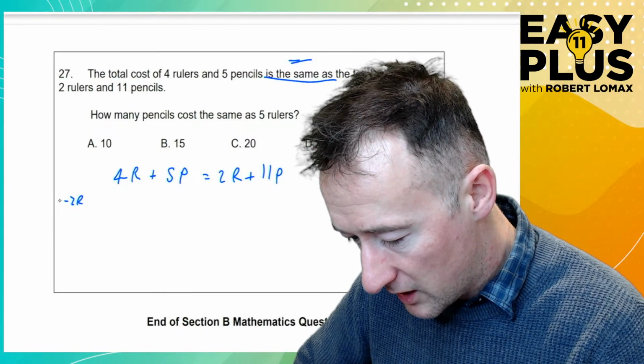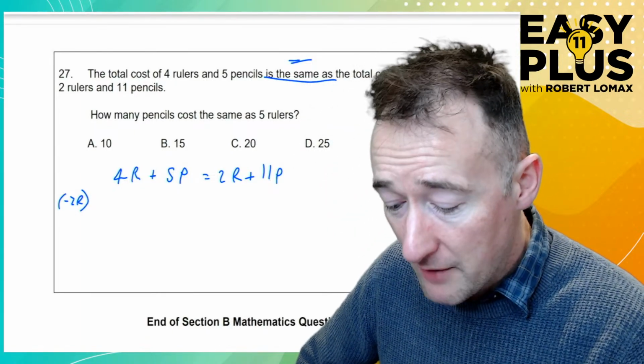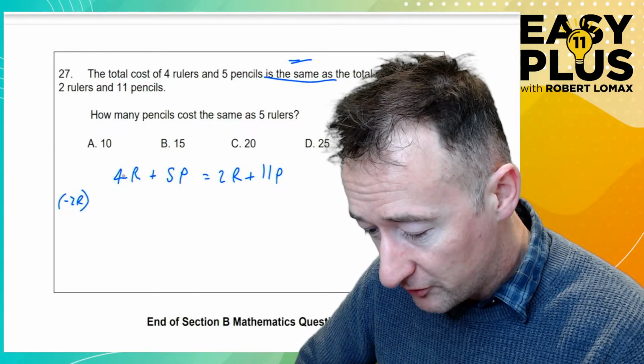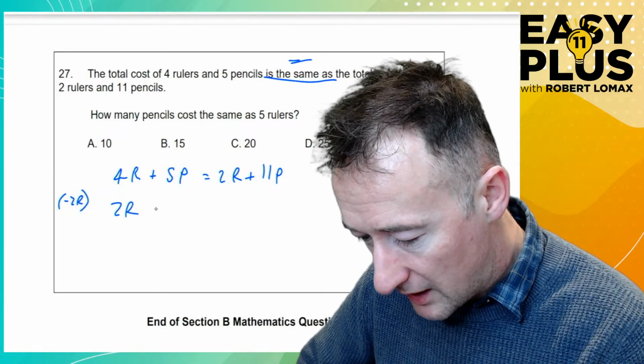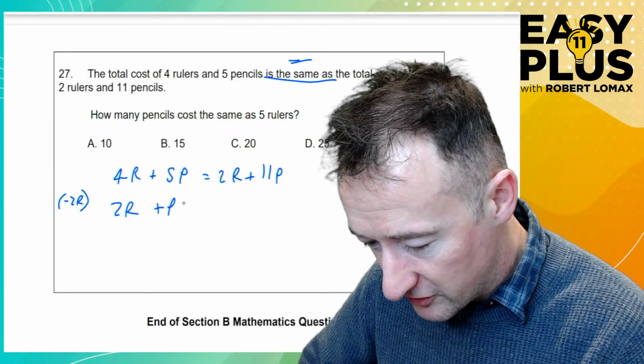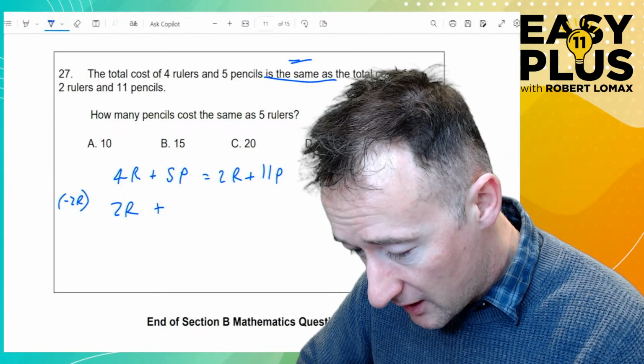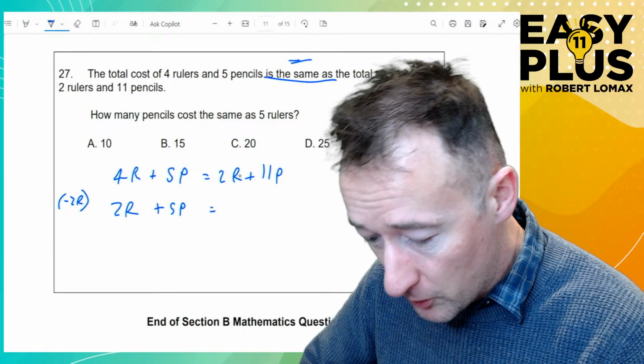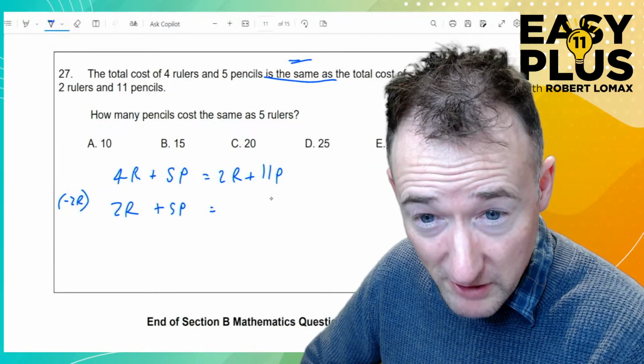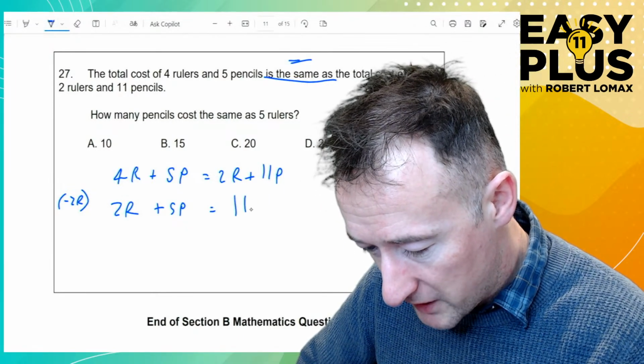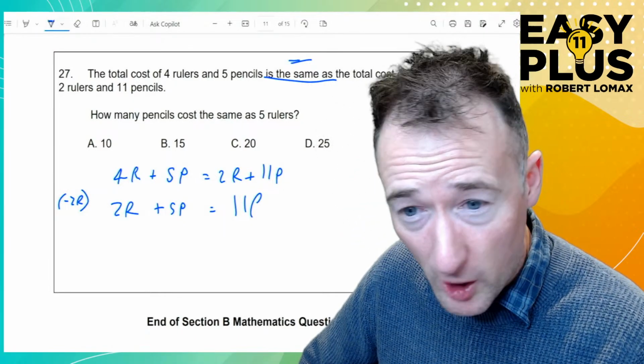Minus 2r, that's just my note to say what I'm doing. Everything we do to both sides. So here you have to do 4r minus 2r is 2r. The p's haven't changed yet. So what am I doing? I just changed it. Plus 5p equals 2r minus 2r is nothing. That's what we did it to get rid of it. Equals 11p. We always get rid of something by doing the opposite.